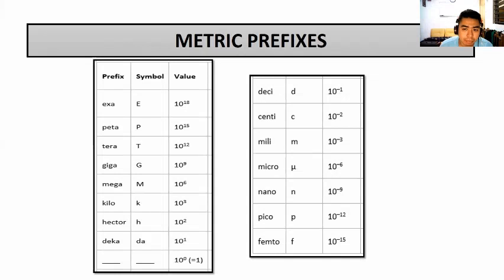Deci, d, 10 raised to negative 1. Centi, c, 10 raised to negative 2. Milli, small letter m, 10 raised to negative 3. Micro, 10 raised to negative 6. Nano, n, 10 raised to negative 9. Pico, 10 raised to negative 12. And femto, 10 raised to negative 15. So those are our prefixes for metric.